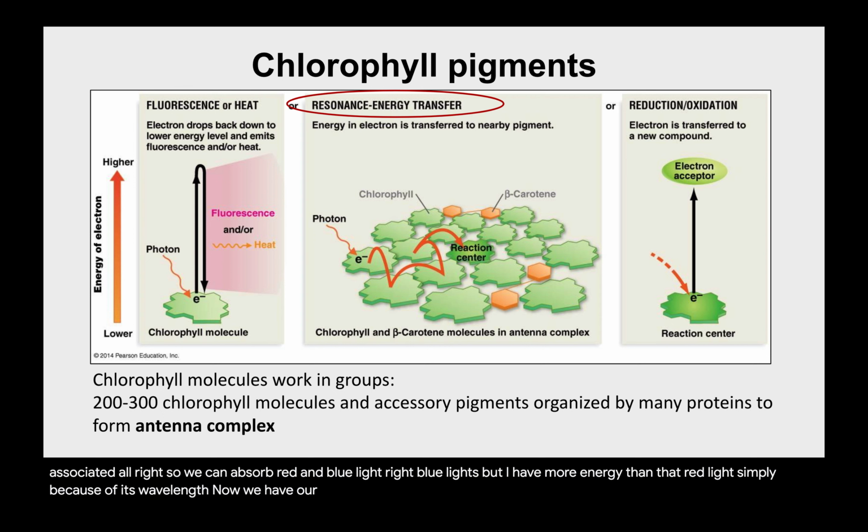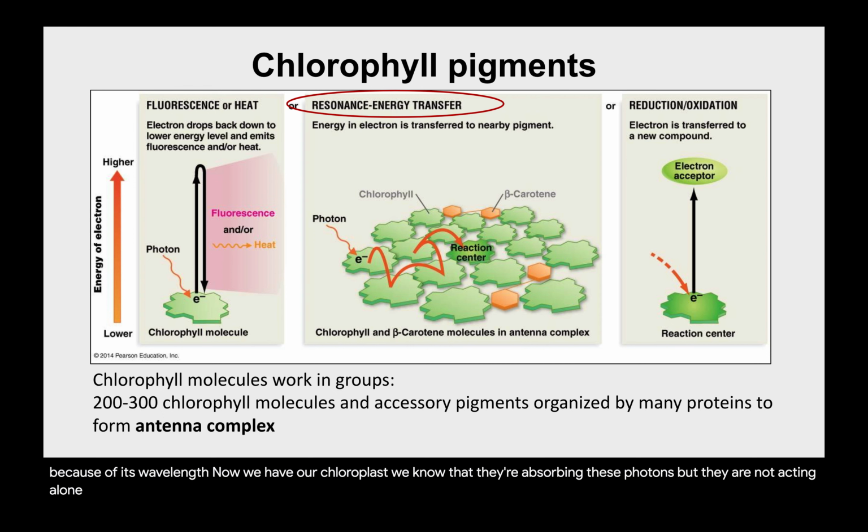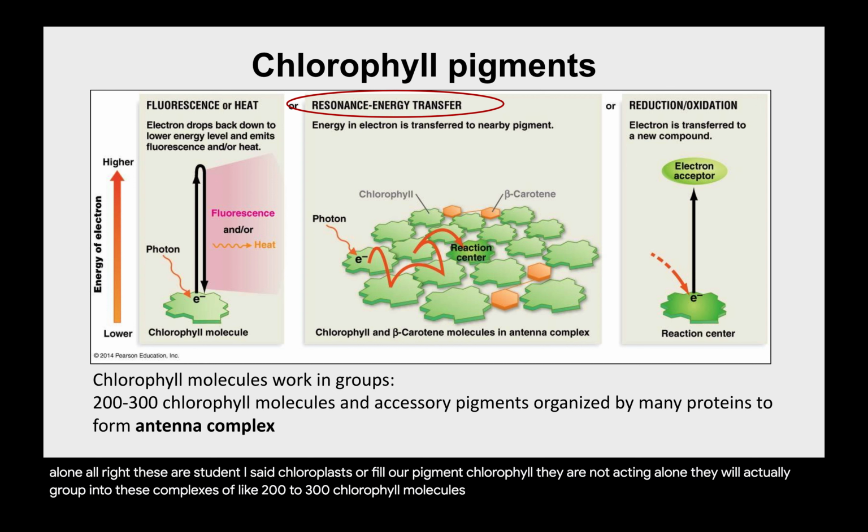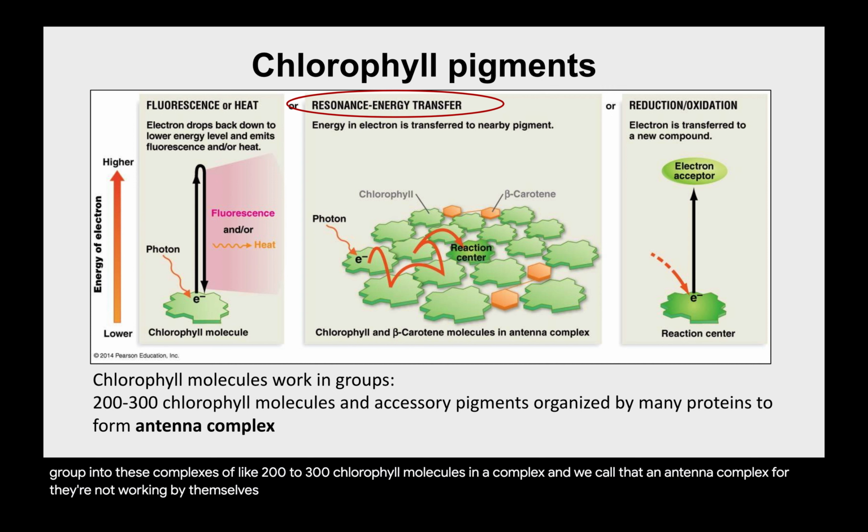Now we have our chlorophyll. We know that they're absorbing these photons, but they are not acting alone, all right? Our pigment chlorophyll, they are not acting alone. They will actually group into these complexes of like 200 to 300 chlorophyll molecules in a complex. And we call that an antenna complex, right? So they're not working by themselves. They're working with an entire group of chlorophyll pigments.